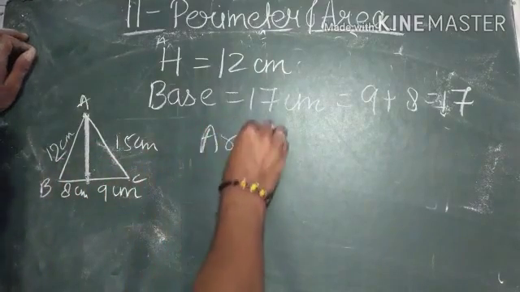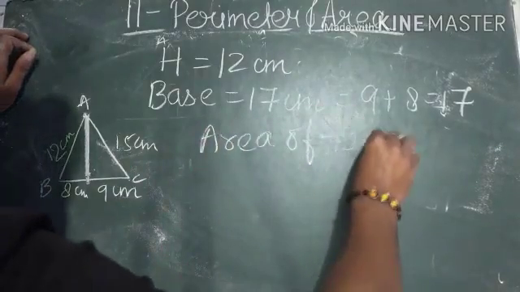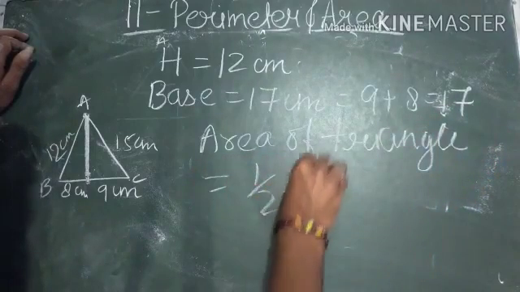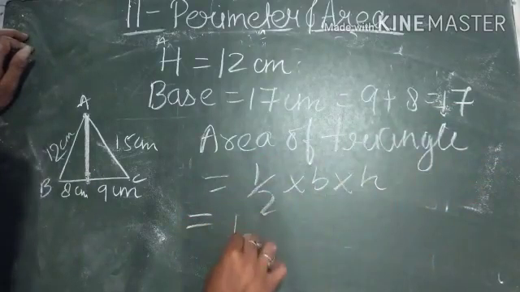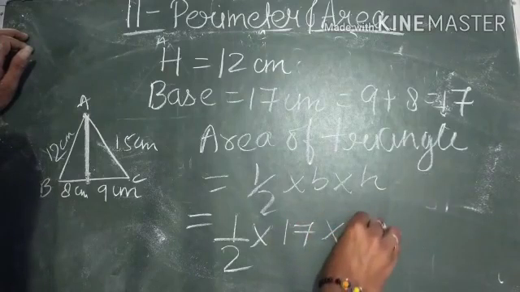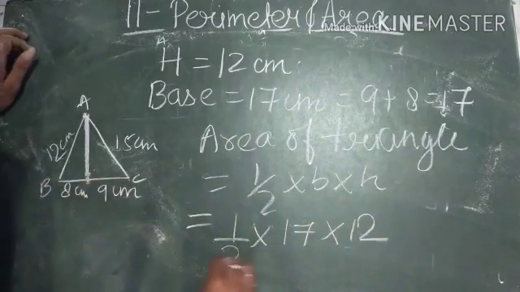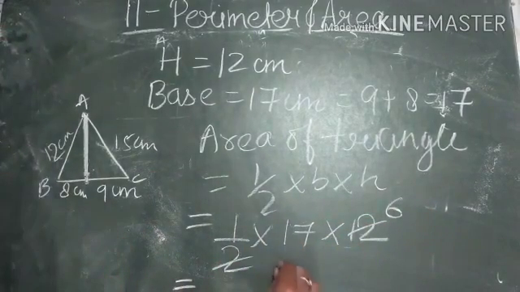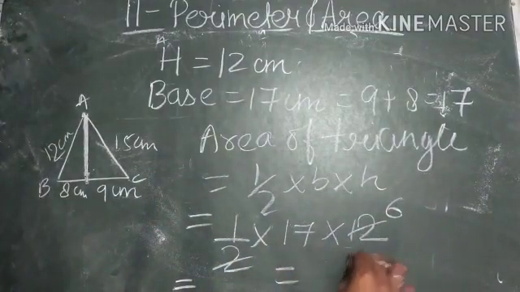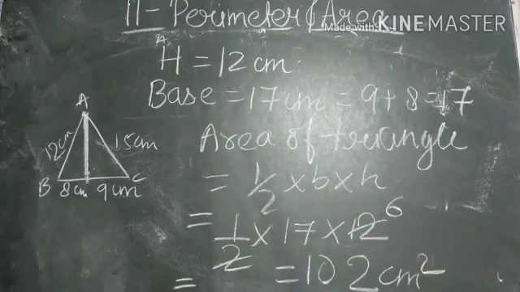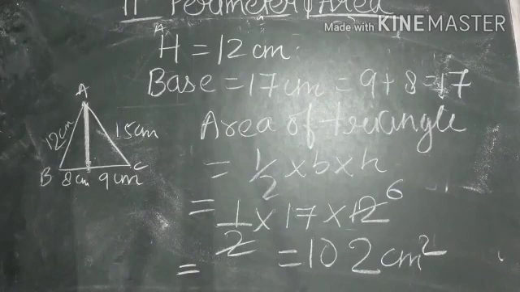So now area of triangle. Area of triangle is equal to 1 upon 2 into base into height. So 1 upon 2, that is a base. Base is 17 and height is 12. So the answer is 2, 6. We have cut it, 2 by 6. So the answer is 102 centimeter square. Like this you have to solve when the height is not given in the question.